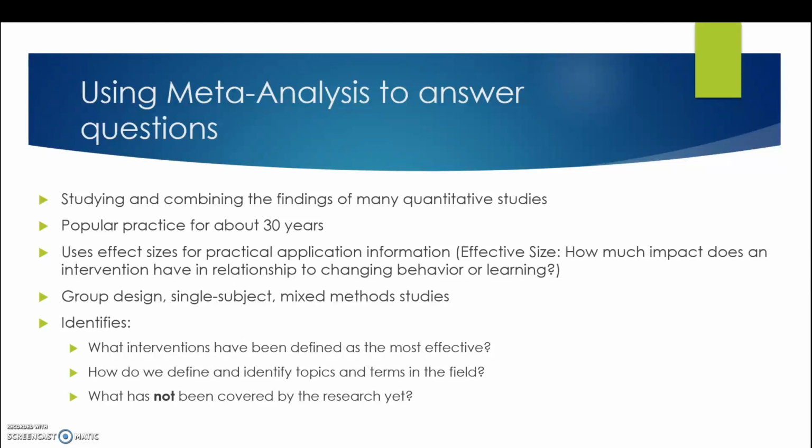This is something that's very important for the work that we'll be doing in this class in particular, so meta-analysis is very helpful. It may combine group design studies, single subject design, mixed methods. You may see some of those. So many different kinds of studies coming together and then drawing conclusions based on the evidence in the studies. Meta-analysis identifies interventions that have been defined as most effective. What are the topics and terms in the field? What has not yet been covered? So it's really a large review of research in a given area.